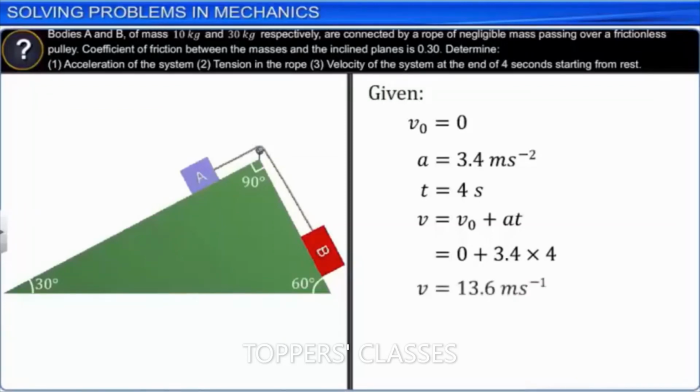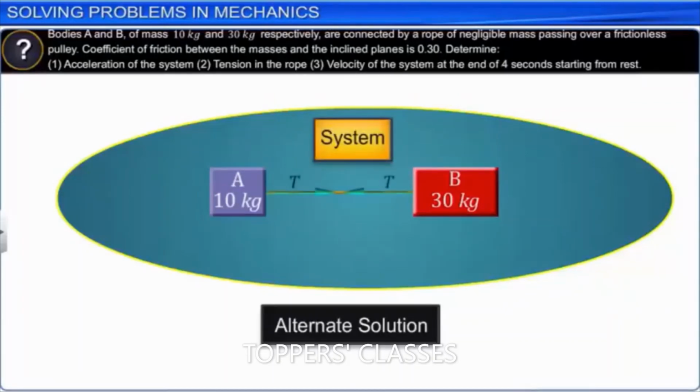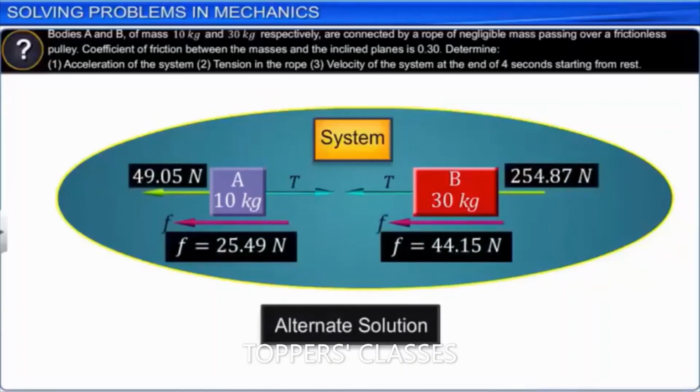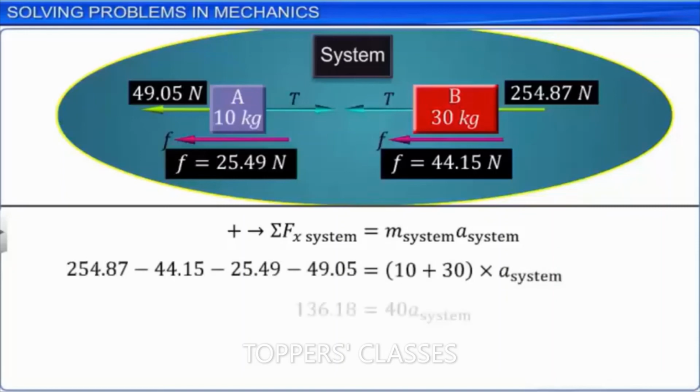Another way to solve this problem is that we can combine the two bodies A and B along with the rope into a system. Tensions T acting on body A and B now become internal forces and hence cancel out each other and will not be taken into consideration while writing the net force equation. The net force of the system along x direction is equal to the product of the total mass of the system and its acceleration. Substituting the values and solving, we get the acceleration a as 3.4 meters per second squared.